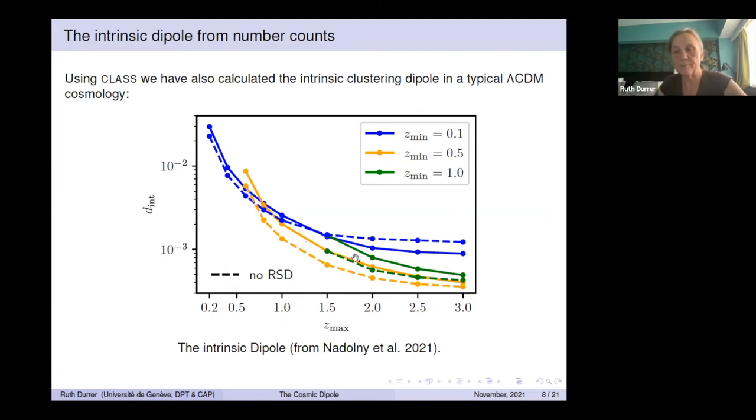So this is a first, I think, interesting and relevant result: we do expect an intrinsic dipole from number counts of order 10 to the minus 3, maybe a little bit smaller, but not much smaller, depending a bit on the configuration we are considering. I mean the survey redshift limits and other stuff. This depends, of course, slightly on the bias, etc.